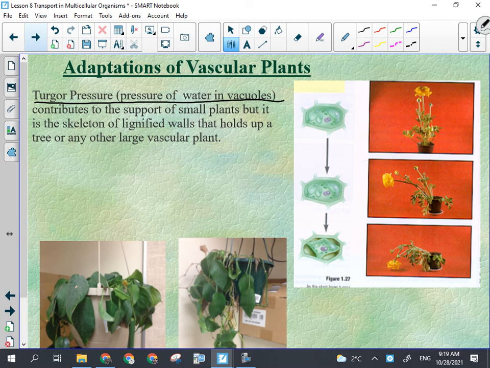So this diagram here is showing what happens to the plant as it loses water. In this first picture on the top, the water vacuoles are quite full. They're pushing against the cell wall and supporting the plant. It's rigid and upright. As the plant becomes dehydrated, salts will begin to build up outside of the cell as water evaporates, and that's going to start to draw water out of the water vacuoles, simply by osmosis.